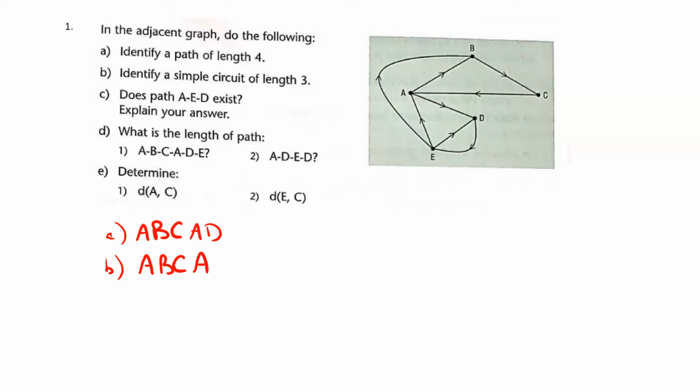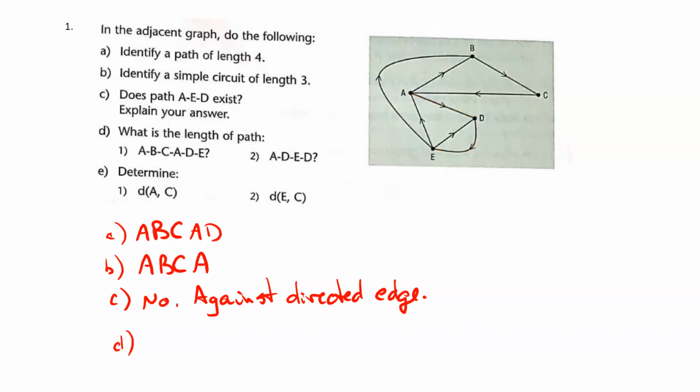Part C says, does path AED exist? And explain your answer. Let's look at it. It's asking us if we can go from A to E and E to D. When we look at the directed edges, we can see we had to go against one of the directions when we went from A to E. So we can't go from A to E to D, even though the edge from E to D does allow us to do that. We would have been allowed to go from A to D, and we could get from D to E by following the parallel edge, because we're going with the arrow there. But that wasn't the question. The answer to C is no, because we're going against the directed edge.